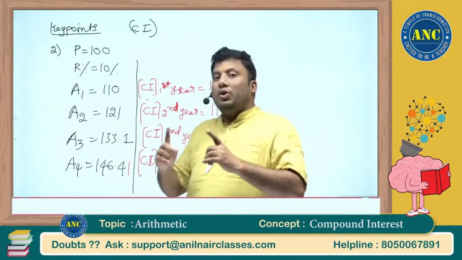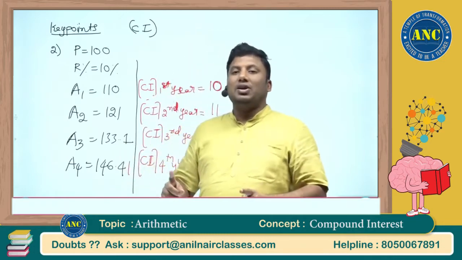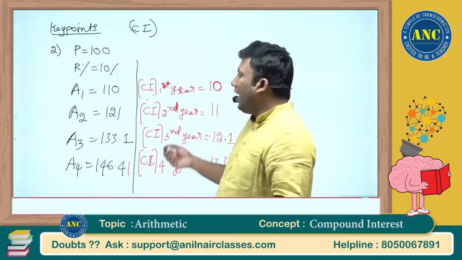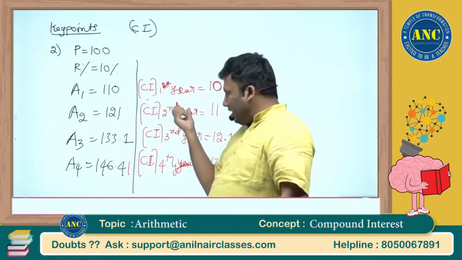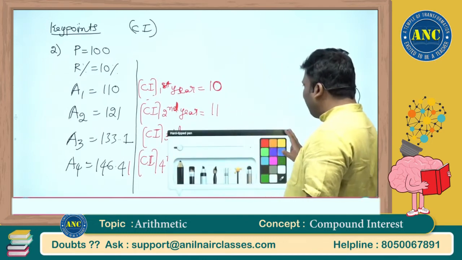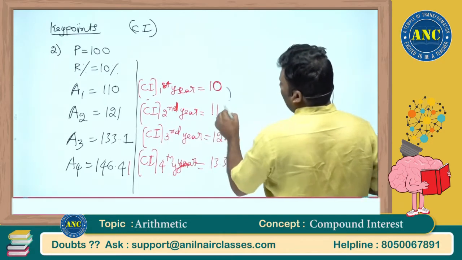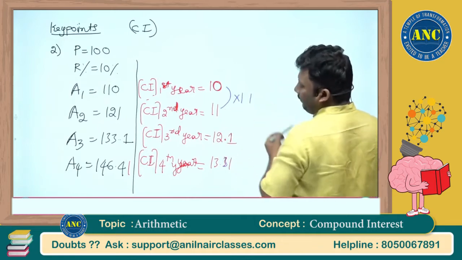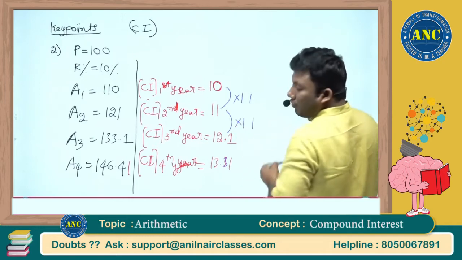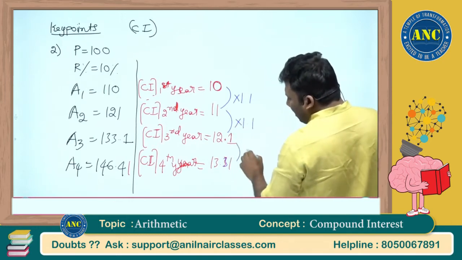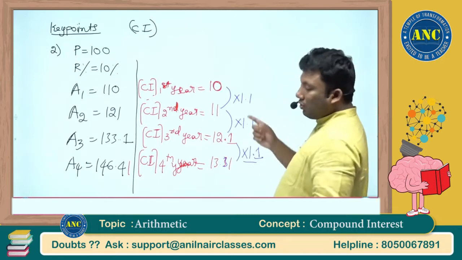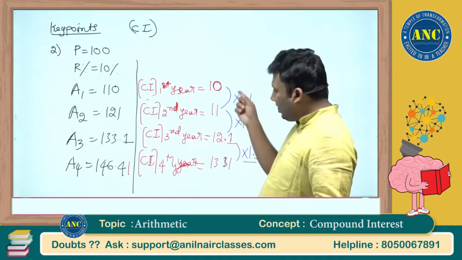I am not doing the total CI for 2 years, or the total CI for 3 years. I am doing the CI for the second year, CI for the third year, CI for the fourth year. Very, very beautiful conclusion. 10 is becoming 11, it is into 1.1. 11 is becoming 12.1, it is into 1.1. 12.1 is becoming 13.31, again it is 1.1.